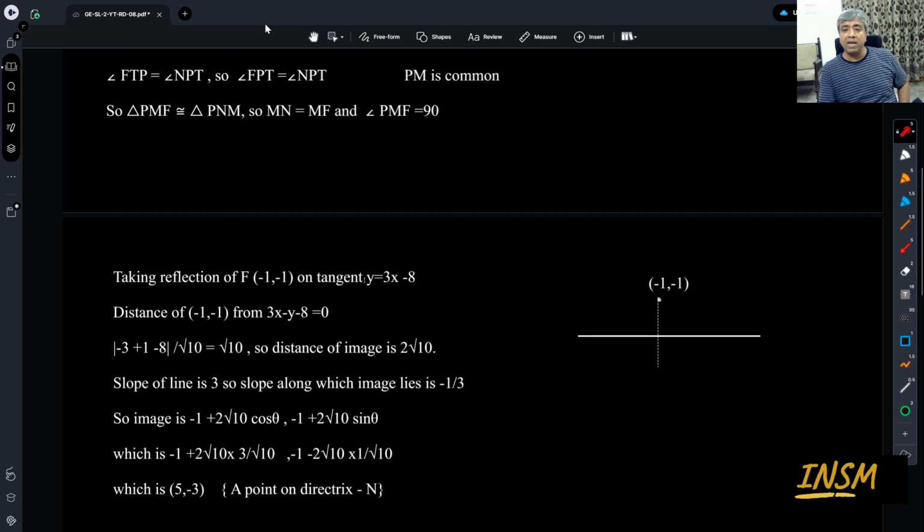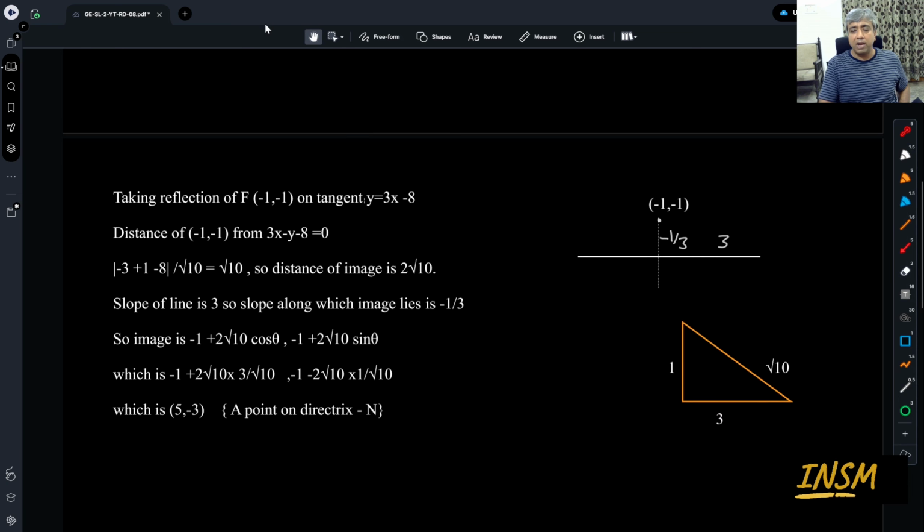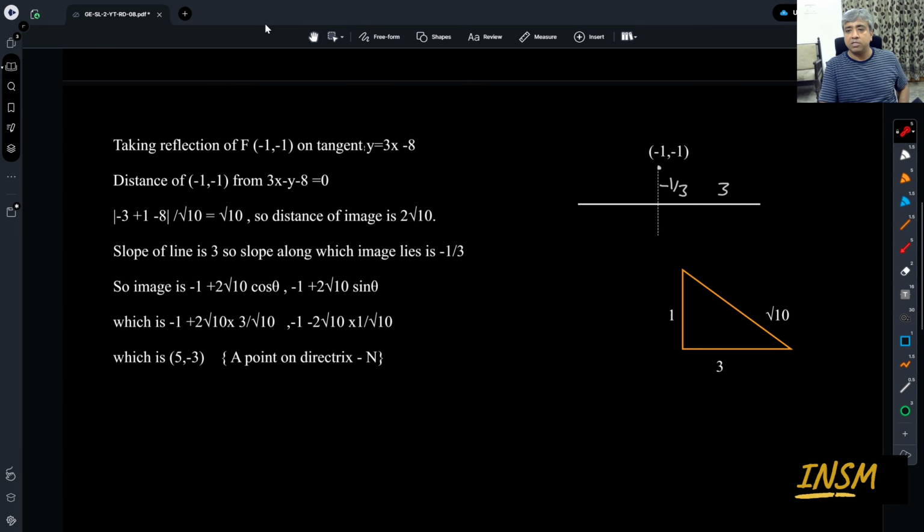Now I will find the direction in which this line is going. The slope of the given line is 3. So the slope of its perpendicular would be minus 1 by 3. So the tan theta of this is minus 1 by 3. Based on this tan theta, we can draw a triangle with 1 and 3 as its perpendicular and base, and its hypotenuse would come out to be root 10.